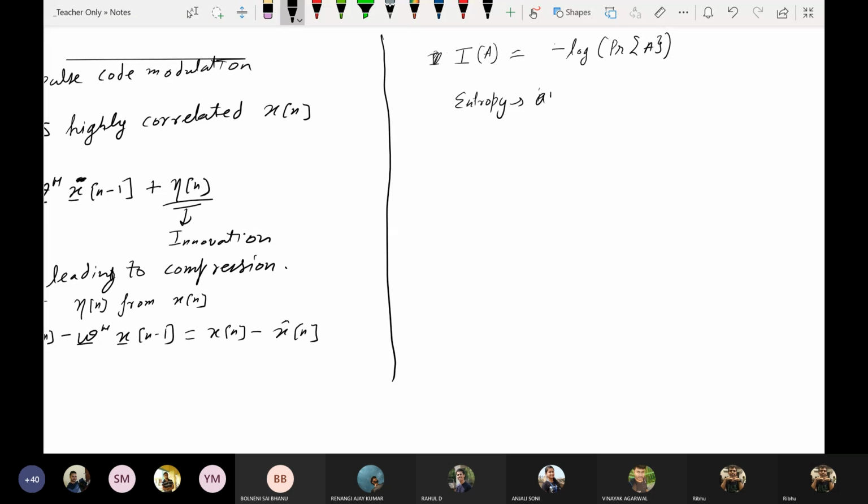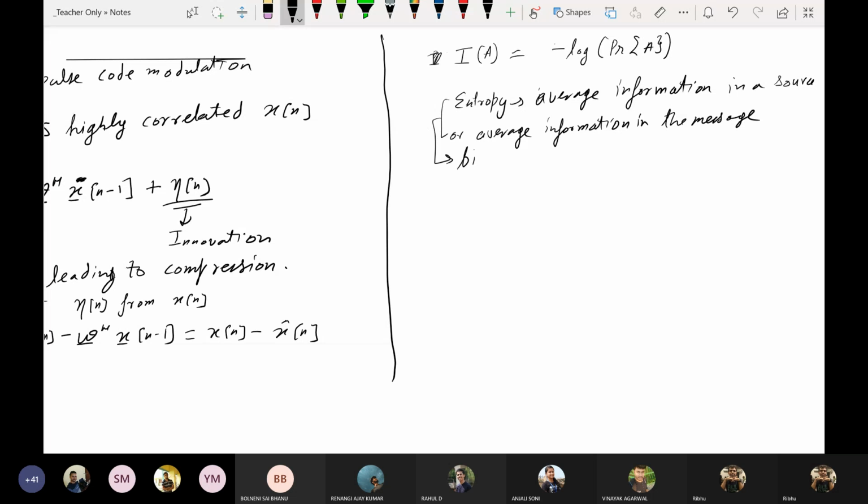So entropy is the average information in a source or average message, in layman terms, right? This is measured in bits. Fine.